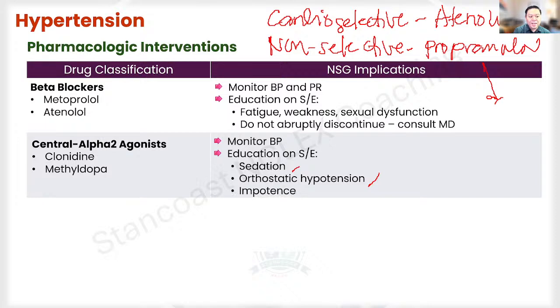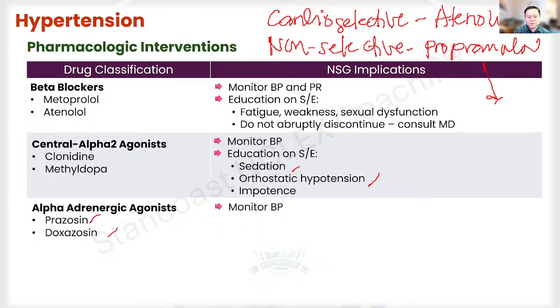Another is impotence for men. This is a common complaint. And so let them know that they're going to experience this once they take this medication. Now, we'll be talking about the last classification that is commonly used, and this is the alpha adrenergic agonists. These are your prazosin and doxazosin.